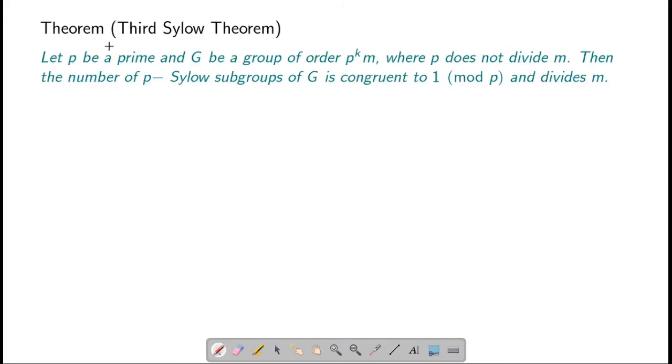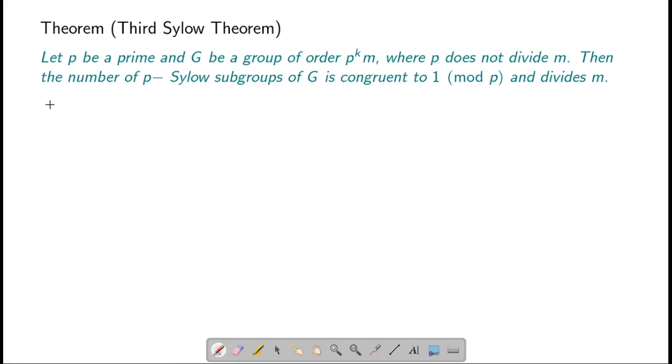Let's move on to prove the Sylow's third theorem. So let us look at the statement again. What does the statement say? So if p is a prime and G is a group of order p raised to k times m, where p does not divide m, then the number of p Sylow subgroups of G is congruent to 1 mod p and it divides m.